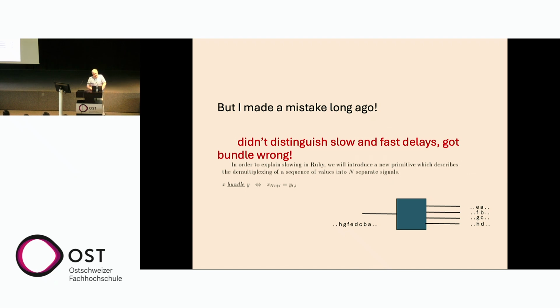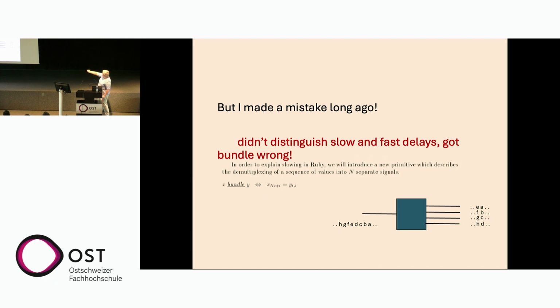When I was thinking about how to think about serialization, I didn't distinguish slow and fast delays. There was only one kind of delay. And so I had something that I call bundle. In the vague part, it says, in order to explain slowing in Ruby, we will introduce a new primitive which describes the demultiplexing of a sequence of values into n separate signals.